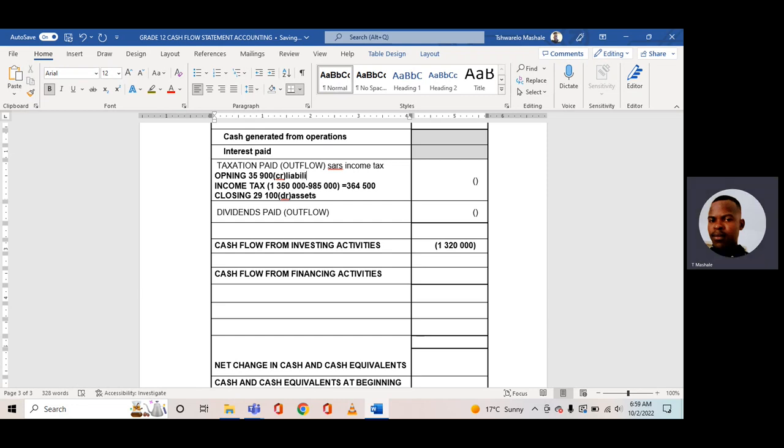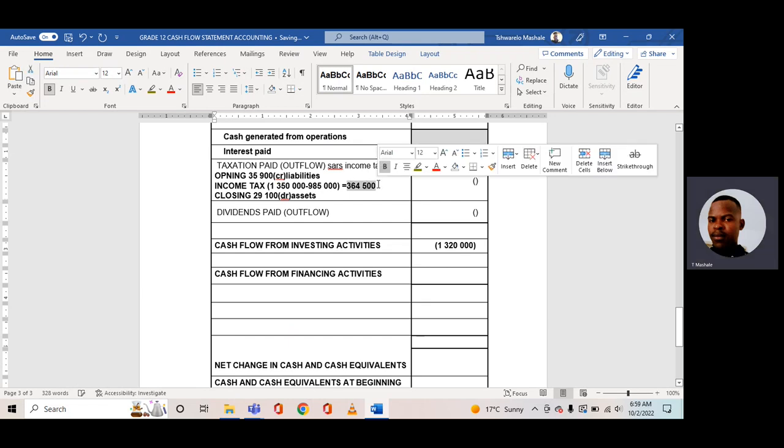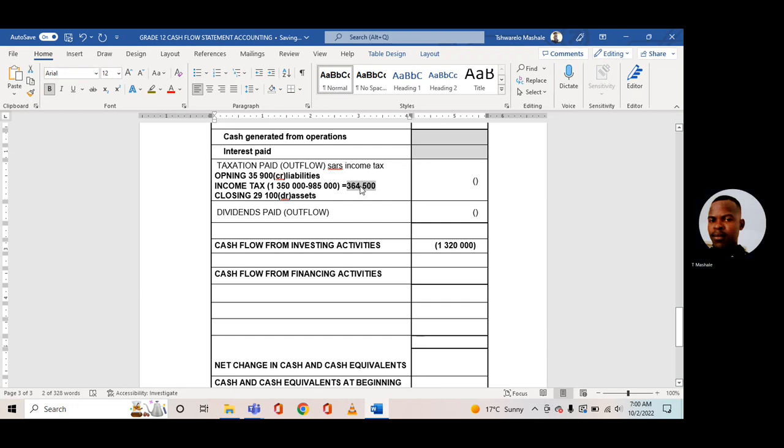When you see the CR, you see the liabilities. When you see the DR, you see the asset account. So now this amount of the income tax is simple to calculate because you just subtract the two and then you get it. But then, do we have to add the three amounts? Do we have to add 35,900, and then add it with 364,500, and then add it with 29,100?